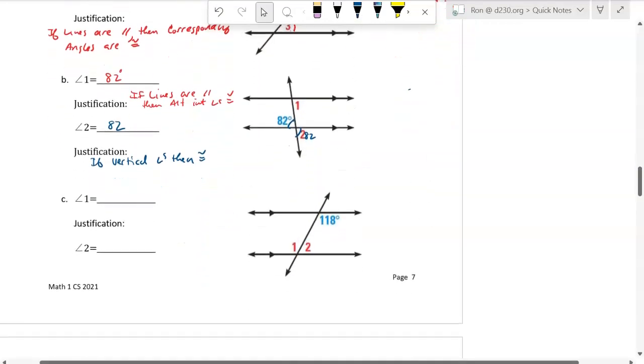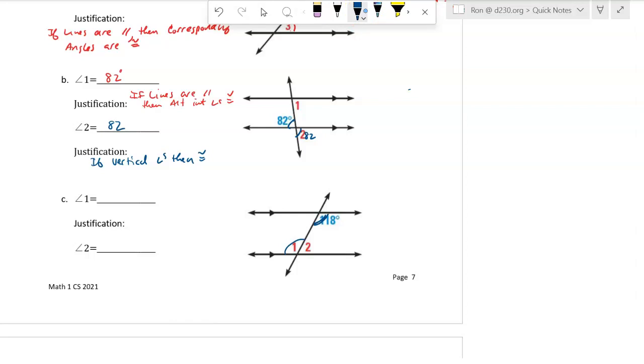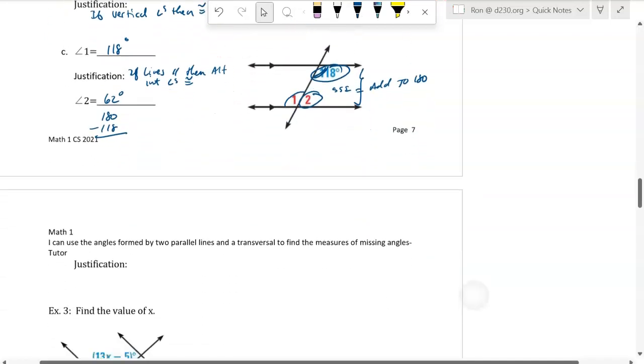Okay? And letter C. If I look at letter C and I start with angle 1 and 118 degrees, those are alternate interior angles which are congruent. So angle 1 is 118. And we say if lines are parallel, then alternate interior angles are congruent. If I look at the next one, 118 degrees and angle 2, those are same side interior angles, which means those add up to 180. So we would say angle 2 is 180 minus 118, which is going to be 62 degrees.